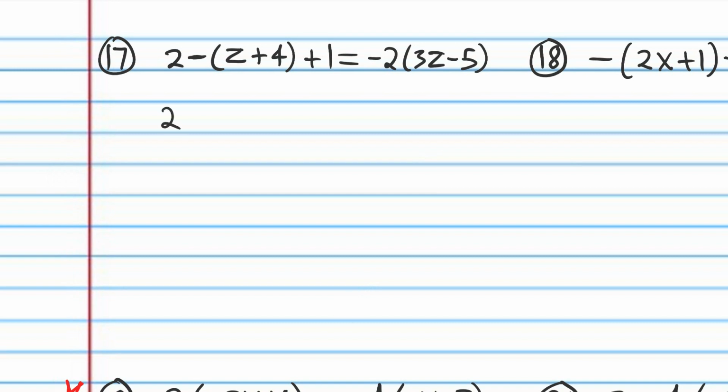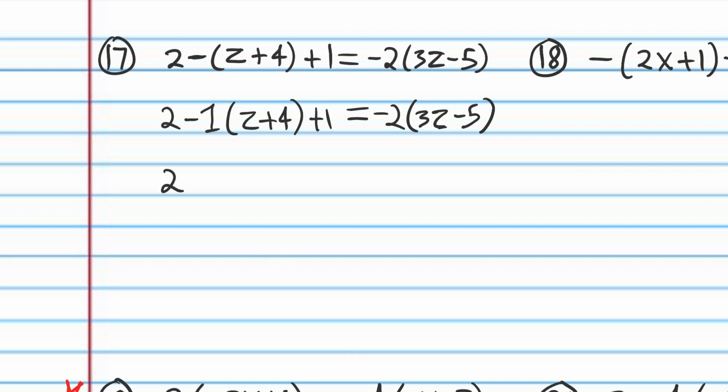All right, we're back. We're going to rewrite that as negative 1 times z plus 4. Seems like a lot to have to rewrite just to do that one thing, but I want you to be sure what's going on here. All right, negative 1 times z is negative z. Negative 1 times 4 is negative 4. Negative 2 times 3z is negative 6z. Negative 2 times negative 5 is positive 10.